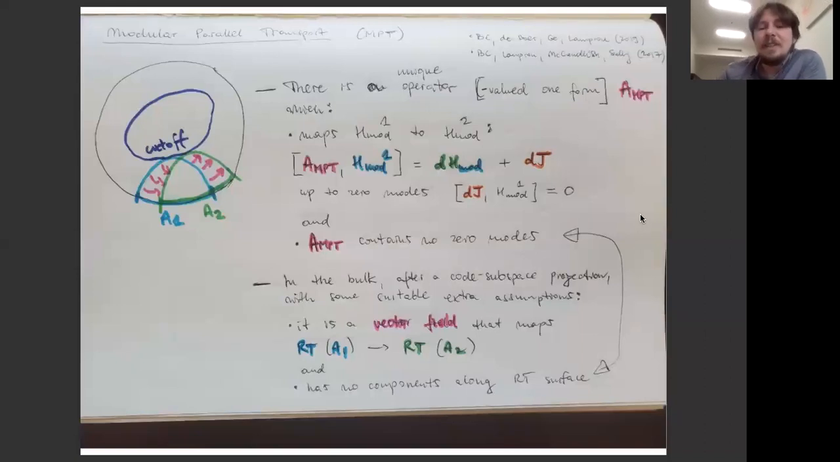Now, this is a CFT, or really a field theory, or really a quantum mechanics construction, but in the bulk, after a code subspace projection, and with some suitable extra assumptions, which are mild, I assure you, we can think of the action of this operator-valued one-form as a vector field, which maps the Ryu-Takayanagi surface of the first region to the Ryu-Takayanagi surface of the second region. And that's what I marked here with these purple arrows. So what I want you to take away from this slide is that there is some way of constructing in the CFT an object which performs just this shift of the RT surfaces. And this is not any shift, it's a very particular unique shift.